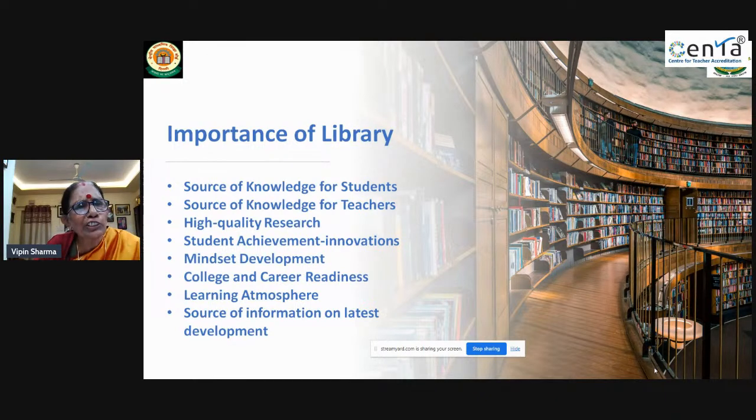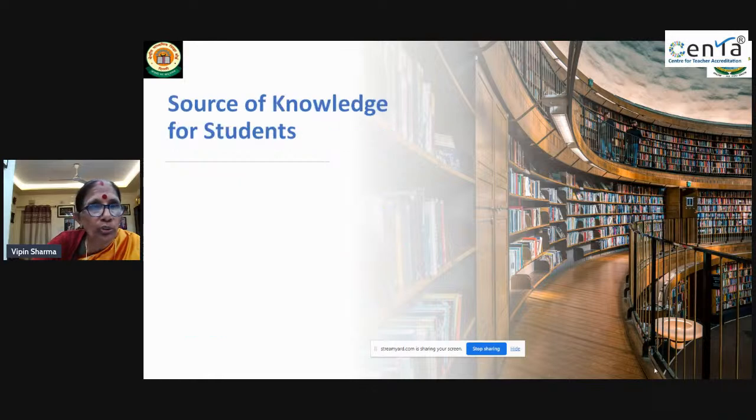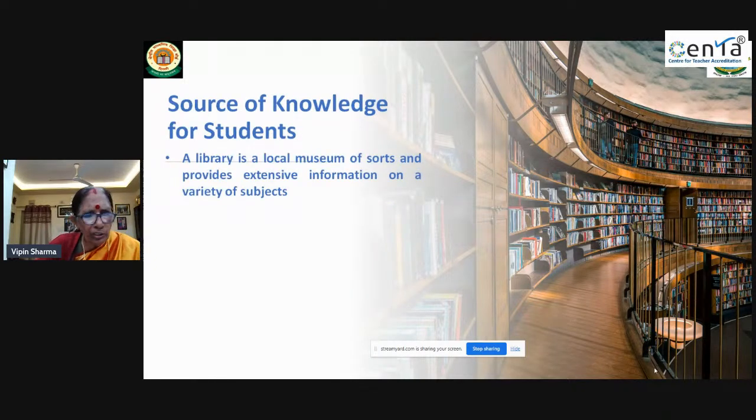This is what 21st century skills says. So library plays a vital role in the growth. Source of knowledge for students. Yes, it is very, very important. They get extra and valuable information. It's a local museum of sorts and provides extensive information on a variety of subjects. You can see the book.